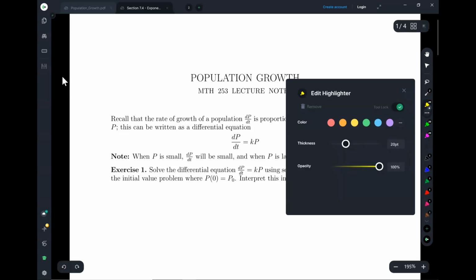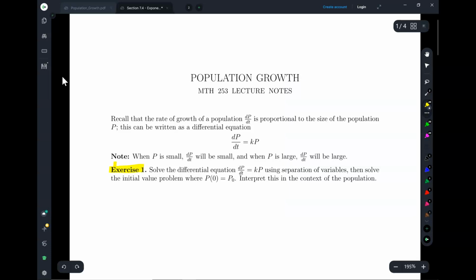So I have this as an exercise for you to try, since we know the separation of variables technique. Go ahead and pause the video when you're ready and solve this differential equation. And remember, to do that, you want to get basically all the P's on one side, I'd recommend the left side in this case, and all the t's on the right side of the equation, and then integrate to solve. So go ahead and pause and come back when you're ready.